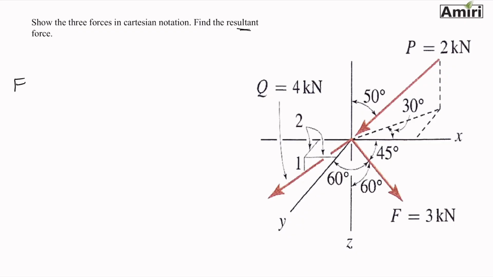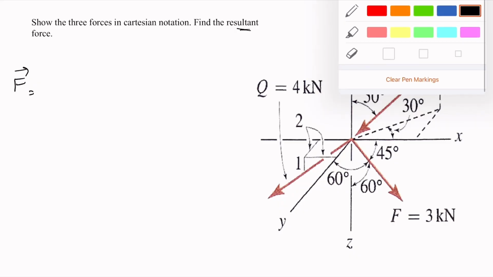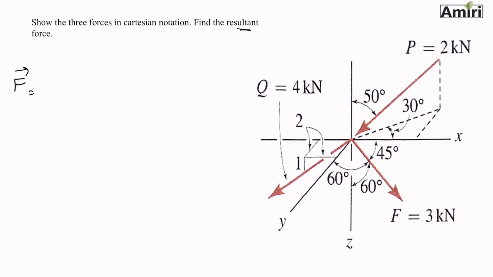My F was 3 cosine 45 I. Do I have the math on these? Yes, I do. So let me just write the numbers that I have for these. F is 2.12 I, 1.5 J, 1.5 K, and the unit is kilonewtons.